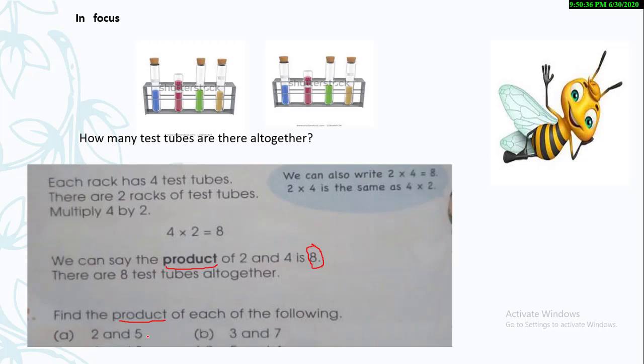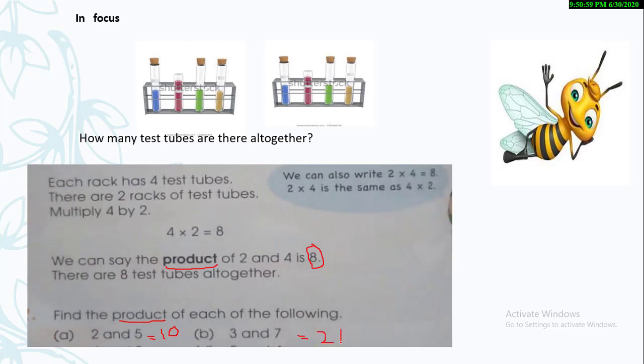So how will you find it out? You can just mention your answer. 2 5s are, what is your answer? 10. So that's the answer of this question. And in the same way, if they are saying what is a product of 3 and 7, you will quickly mention your answer. 3 7s are 21.